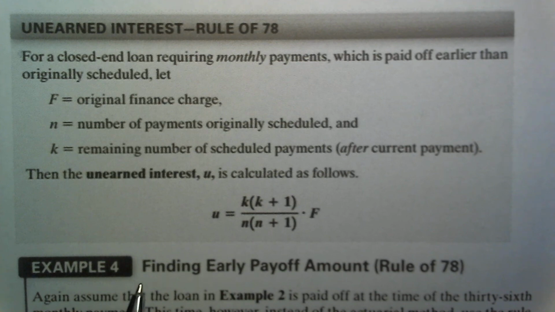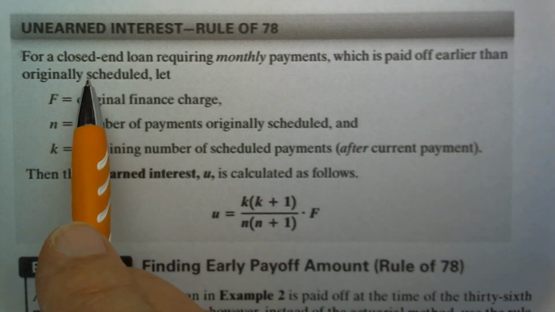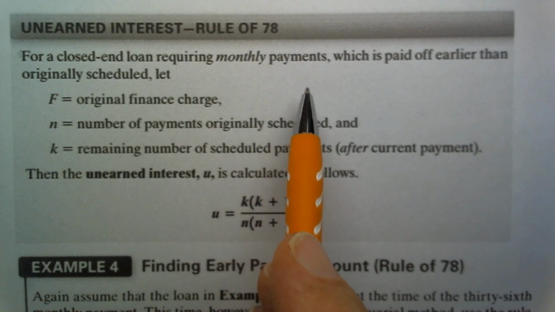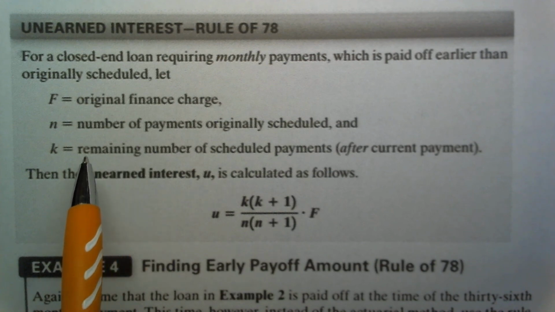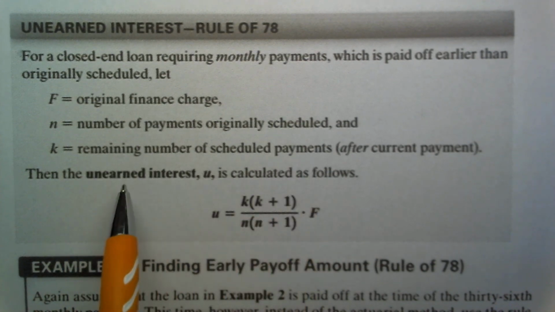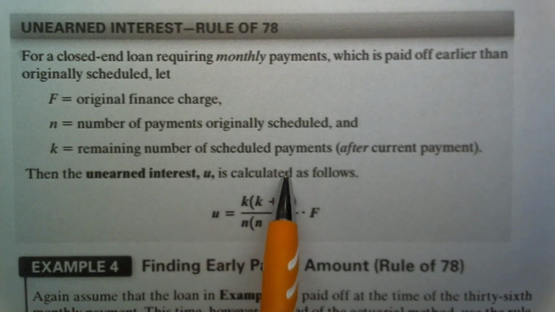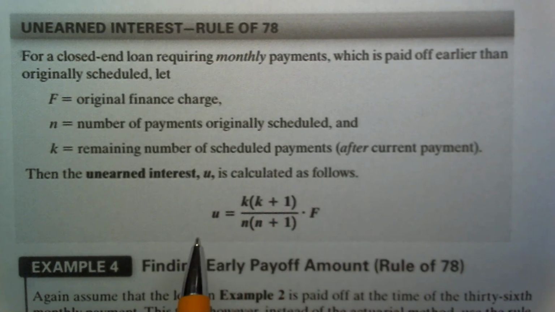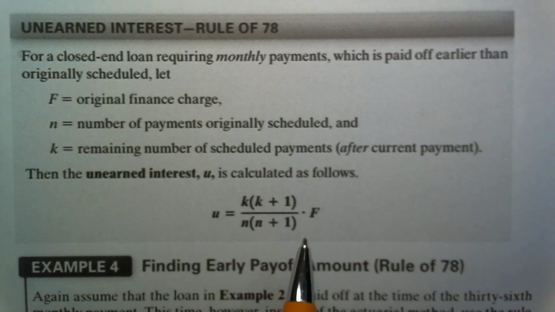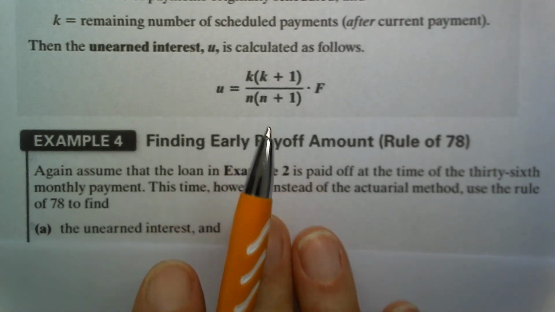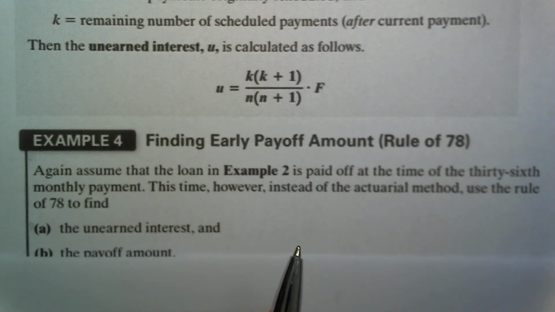Here's the formula for the rule of 78, unearned interest. For a closed-end loan requiring monthly payments, which is paid off earlier than originally scheduled, let F be the original finance charge, N the number of payments originally scheduled, and K the remaining number of scheduled payments after the current payment. Then the unearned interest, U, is K times K plus 1 divided by N times N plus 1, times F. Again, F is the original finance charge. So in example 4, let's find the early payoff amount using the rule of 78 and also the unearned interest.